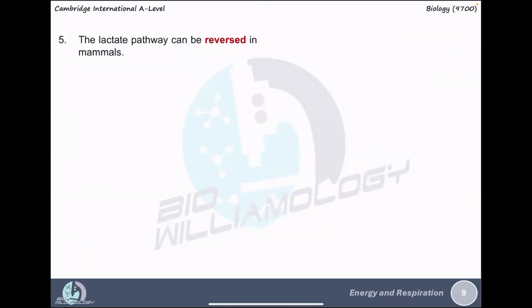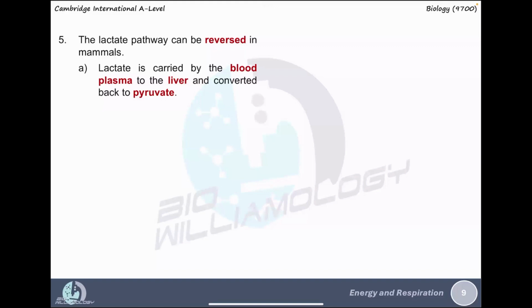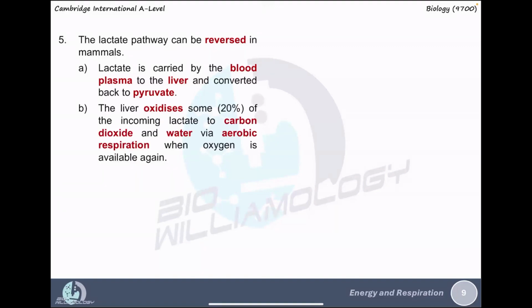So the lactate pathway can be said to be a reversible reaction. Lactate is carried by the blood plasma to the liver and converted back to pyruvate. The liver oxidizes some of this incoming lactate to carbon dioxide and water through aerobic respiration, provided that oxygen is available again. The remainder of the lactate is converted by the liver to form glycogen.